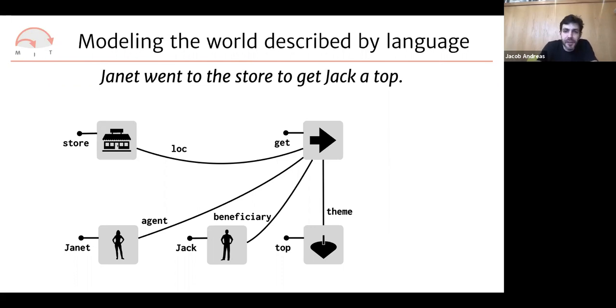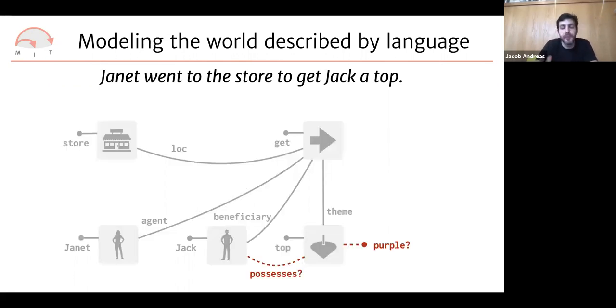Okay, and there are a couple of things that are important about the sketch here. One is that, inherent in this graph that we've drawn is information both about what we know about the state of the world and also what we don't know about the state of the world, right? So for example, this top that Janet is trying to get for Jack. We don't know any of the details about the top. We don't know its color. We don't know its relation to other entities in this world. It might be the case that Jack already possesses, in fact, the top that Janet was trying to go to the store to get, and so on and so forth.